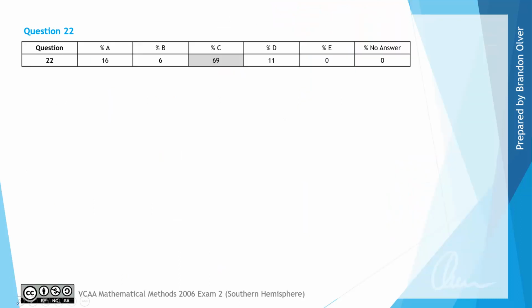And from the examiner's report, we can see that 69% of students got this question correct. So it wasn't really well done, but it was still moderately well done by students on this exam.